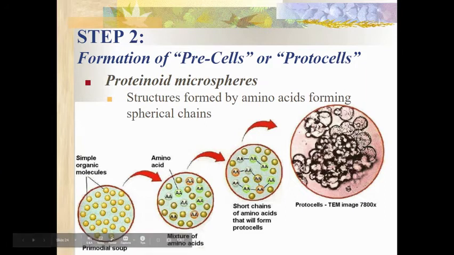So step 2 is the formation of precells or protocells. And this was due to the formation of things called proteinoid microspheres. These are structures formed by amino acids forming spherical chains.